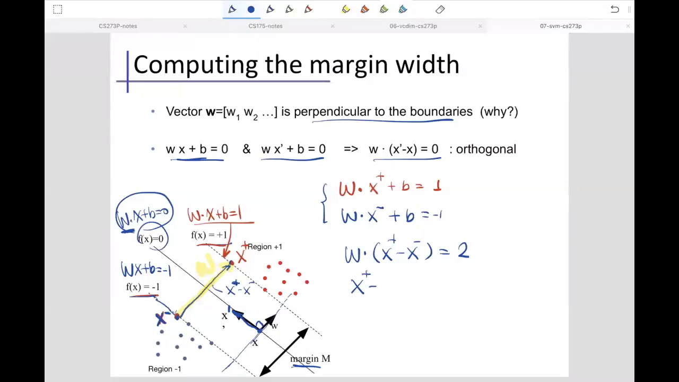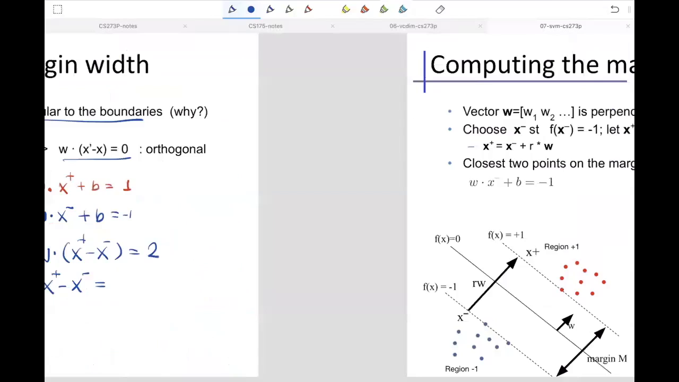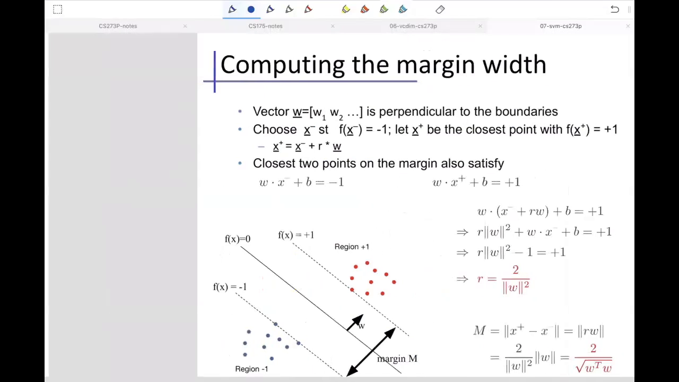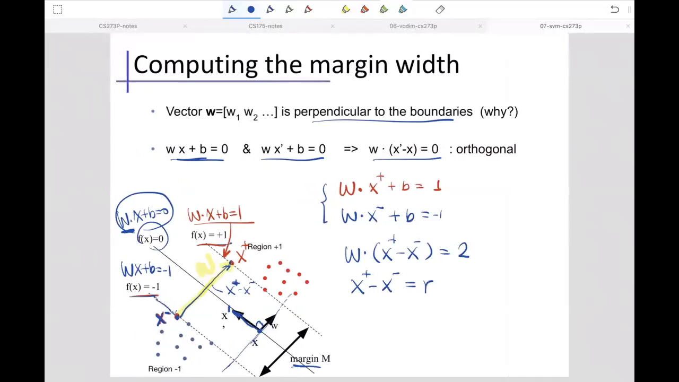Let's assume x plus minus x minus here is going to be along the direction of w, the normal vector. Let's suppose this is equal to a factor, let's call that factor r, so r times w, because it has to be along the direction of the normal vector, orthogonal to these planes, right? However, I don't know the coefficient r here. That's something I need to determine.